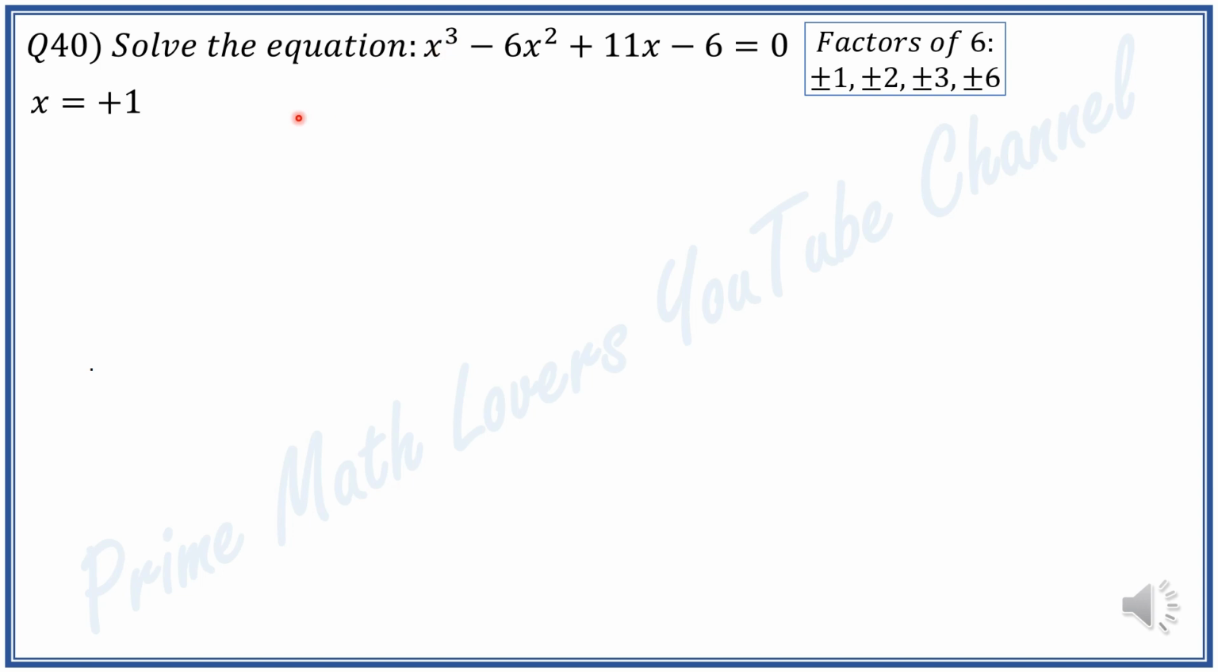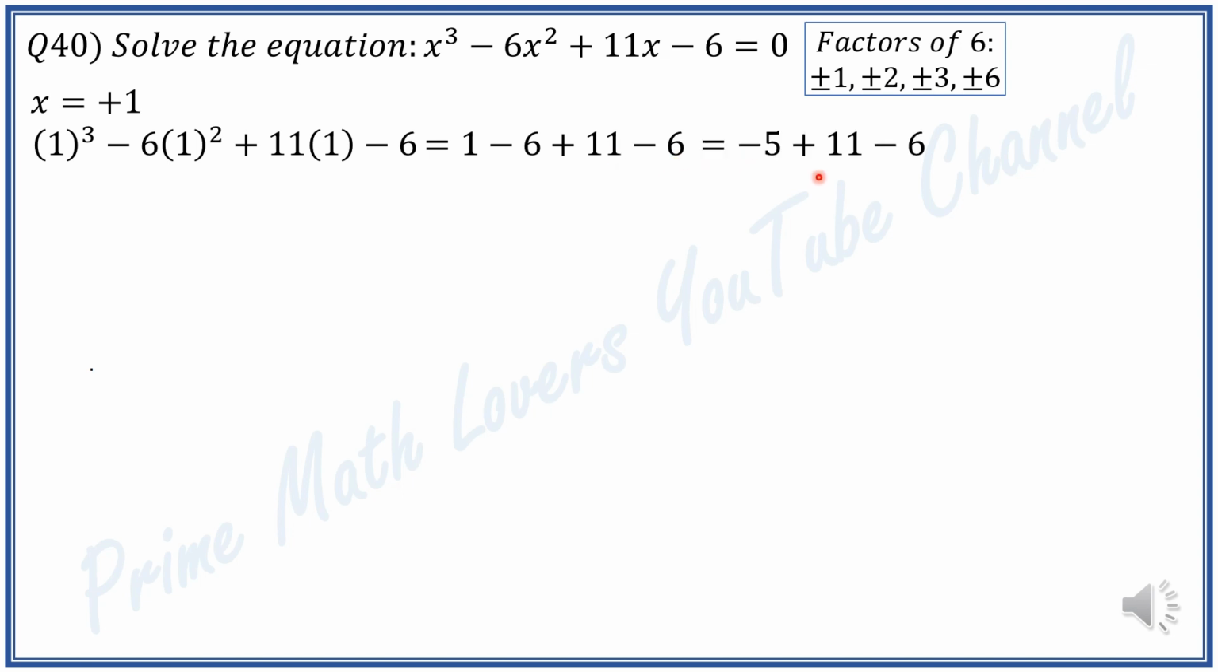So I replace x with 1, and I get 1 cubed minus 6 times 1 squared plus 11 times 1 minus 6, or 1 minus 6 plus 11 minus 6. 1 minus 6 is minus 5, plus 11 will be positive 6, and positive 6 minus 6 is 0. So x equal to 1 is one of the roots of this cubic equation.